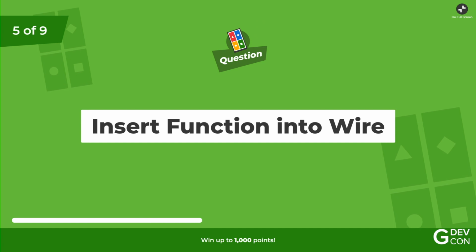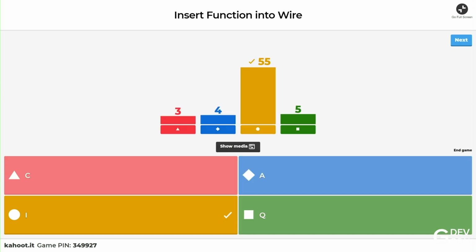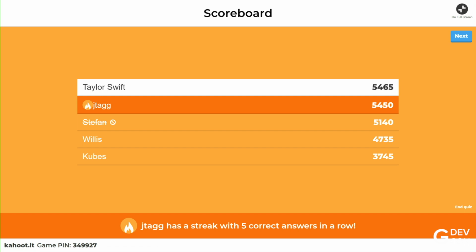Right, insert function into wire. This can be a lightning speed round. C, A, I, or Q. Again, up to 60 answers so far. 64, 65, 1 second left. Nice. Good job, everyone. Well, good job, 55 of you. Taylor Swift coming back.